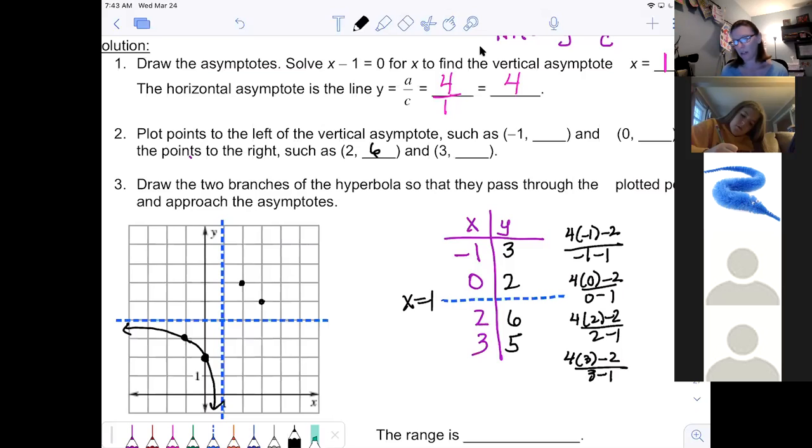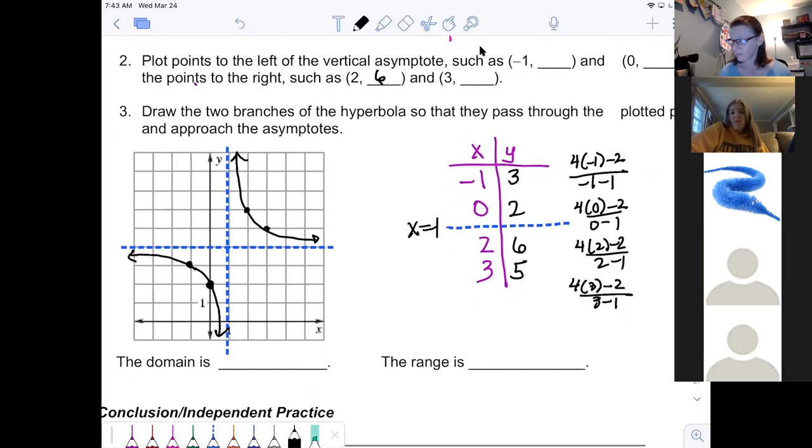So again, I know I only have 2 points, but we're not connecting those 2 points with a line. We're connecting those 2 points with a curve, a branch. And my asymptotes also help create that curve. So then the last question here, what is the domain and the range?